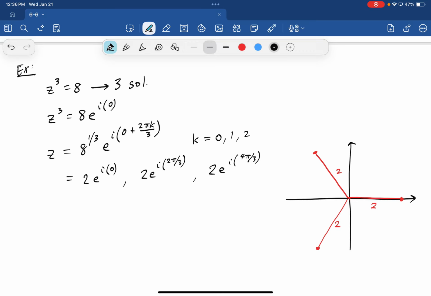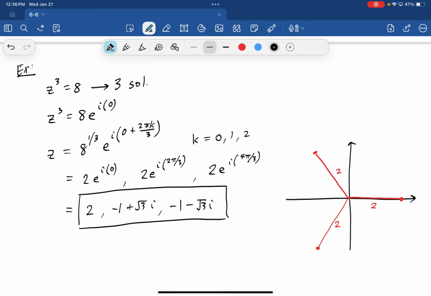Okay. So as a final step, you guys would also have to convert these to standard form. So the answers are 2, and -1 plus root 3 i, and -1 minus root 3 i. And these are the 3 complex roots for z cubed equals 8. This is a very beautiful section of math, and you should appreciate it.